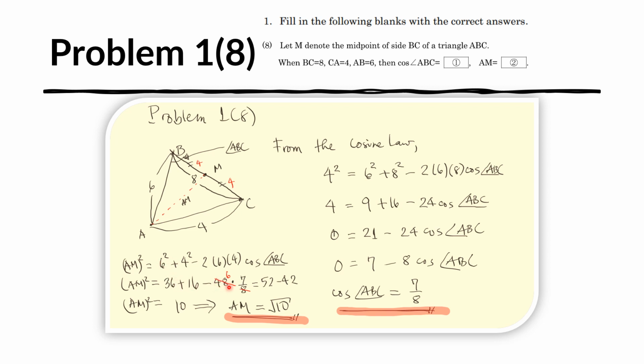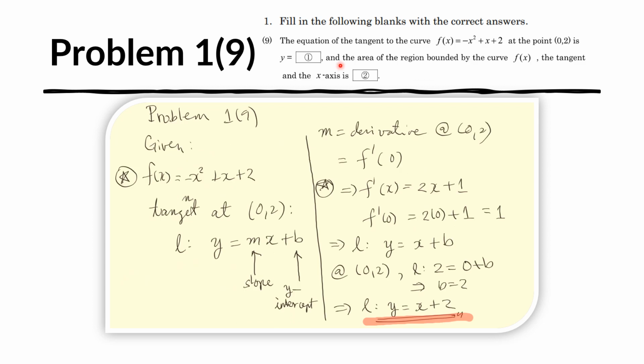We notice that we can cancel the 8's here to get 6. And now we have 6 times 7, which is 42. 36 plus 16 is 52. 52 minus 42 is 10. That is the square of AM, and therefore AM is the square root of 10.